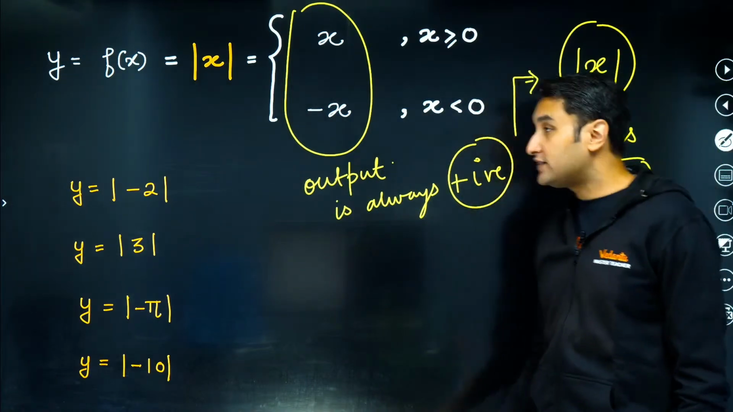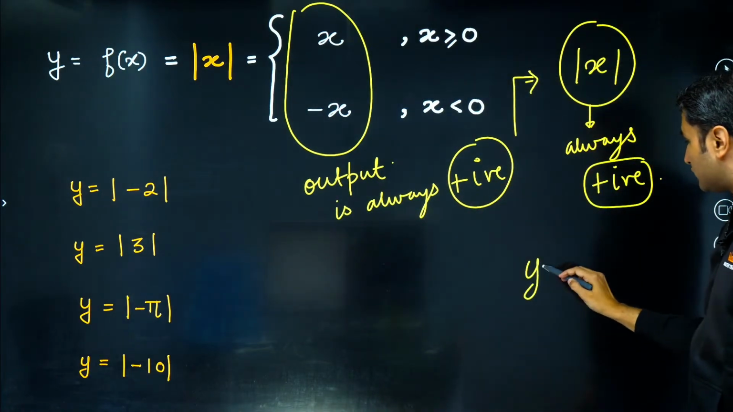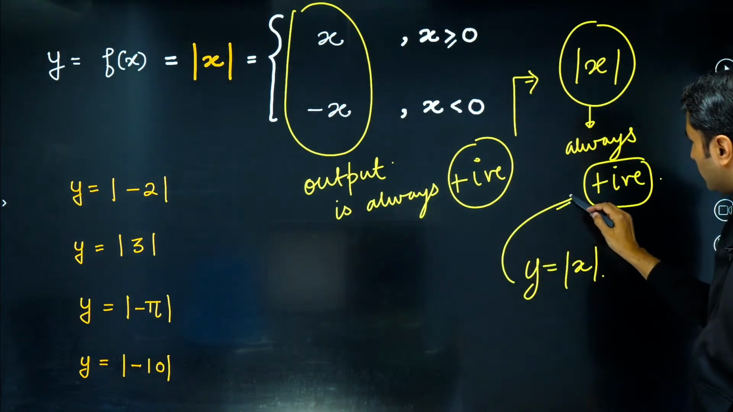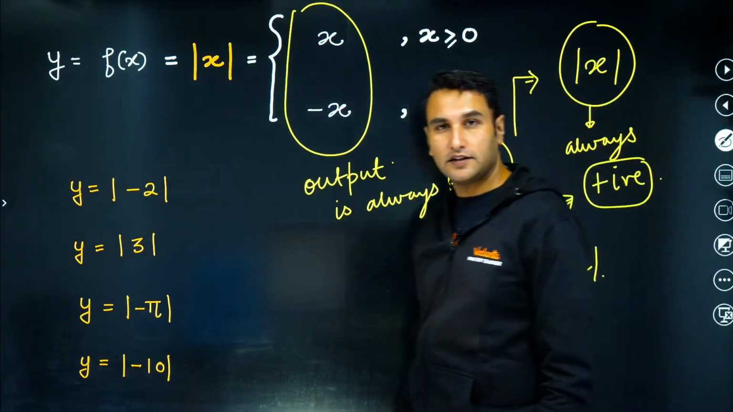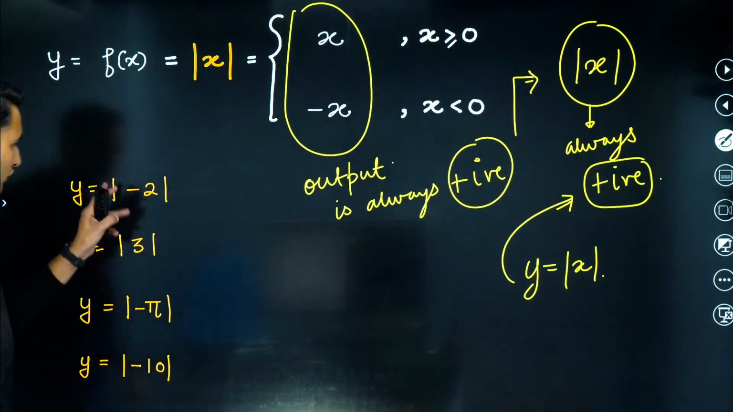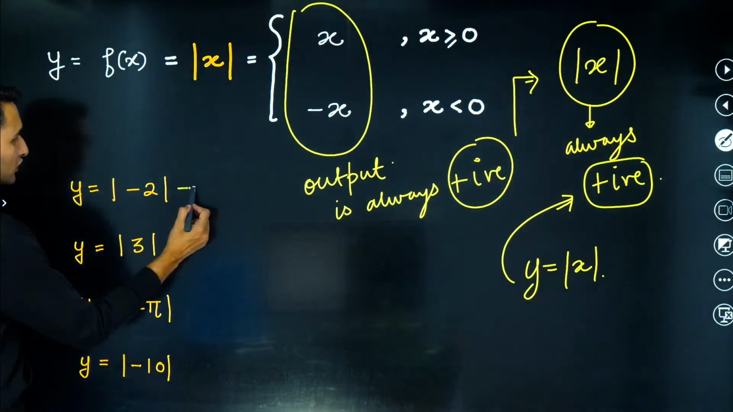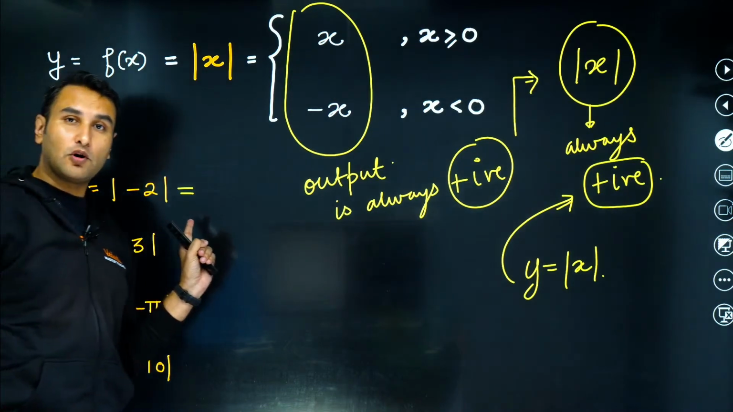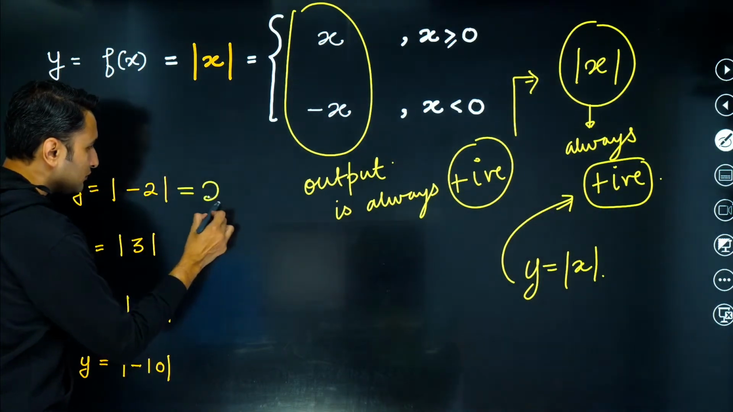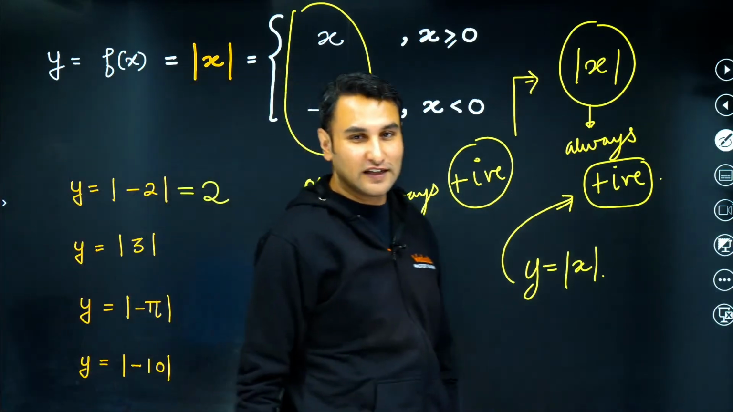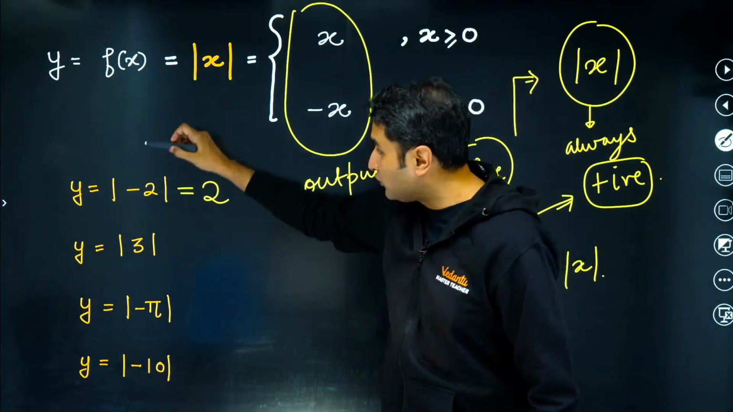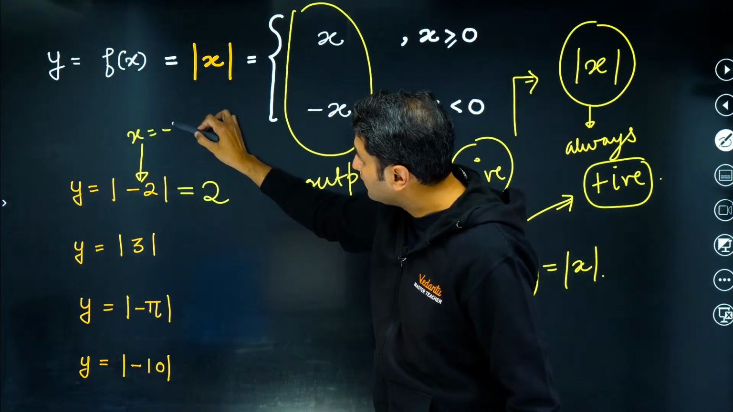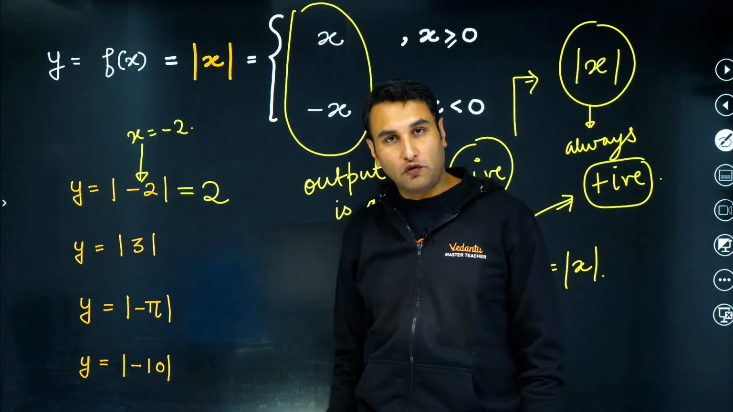Clear? And since y is equal to mod x, this also means that y is always positive, right? So modulus is always positive. So can you tell me the values here? What is modulus of minus 2? Minus 2 ka modulus is, Baba makes it positive. Yes? Minus 2 was the input. What was the input, bachcho? X. X was minus 2. So what is the output?